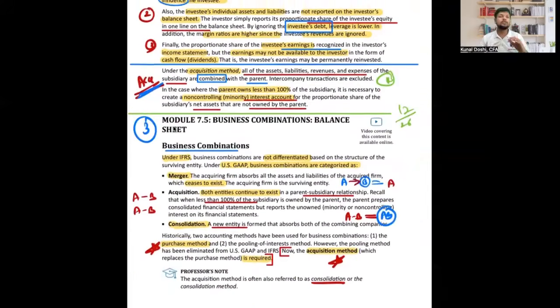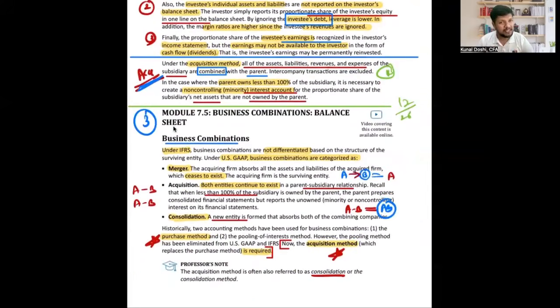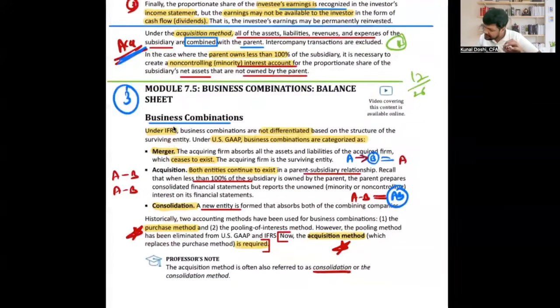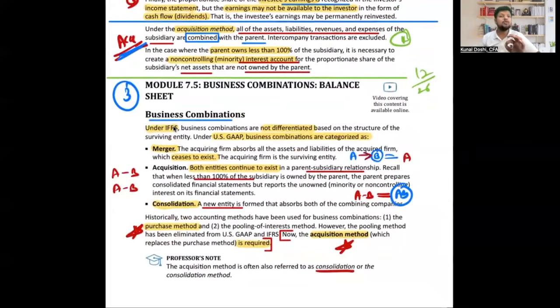Now we move on to the third type of investment, where your influence is less than 20%. We just did associates at 20 to 50%. Now greater than 50% is business combination. Business combination happens due to merger, acquisition, or consolidation. Technically there is a minor difference, but for your accounting, it is generally the same. In this case, we are going to use the acquisition method.